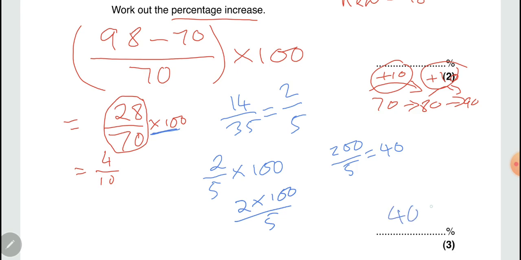So we get 40%. And even here, you could have said 2 over 5 is the same as, if you double it, 4 over 10. So you still get 40% that way as well. So there's lots of different ways of doing this, and the final answer is 40%. So it was a 40% increase.